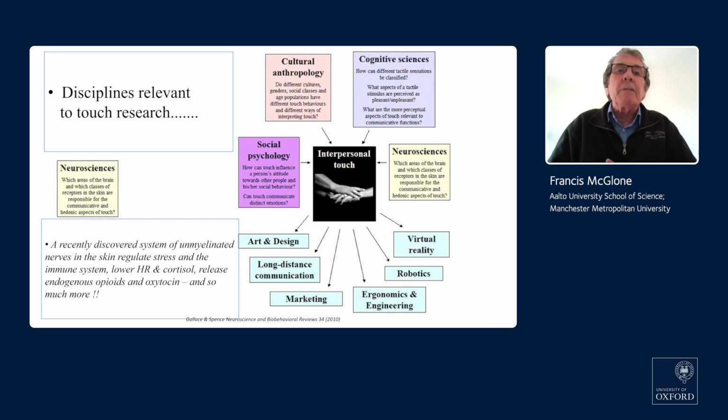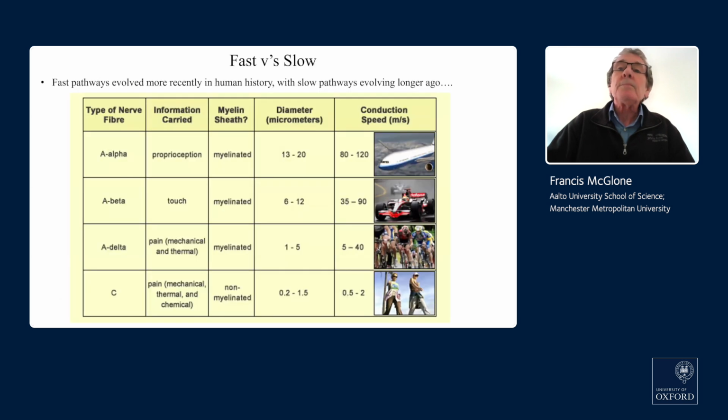The recently discovered system of unmyelinated nerves in the skin regulates stress and the immune system. Here are the key things: lowers heart rate and cortisol levels, releases endogenous opiates and oxytocin, and so much more. Now, this is a pretty tall order for one nerve fiber, but hopefully I'll convince you that that is what it does.